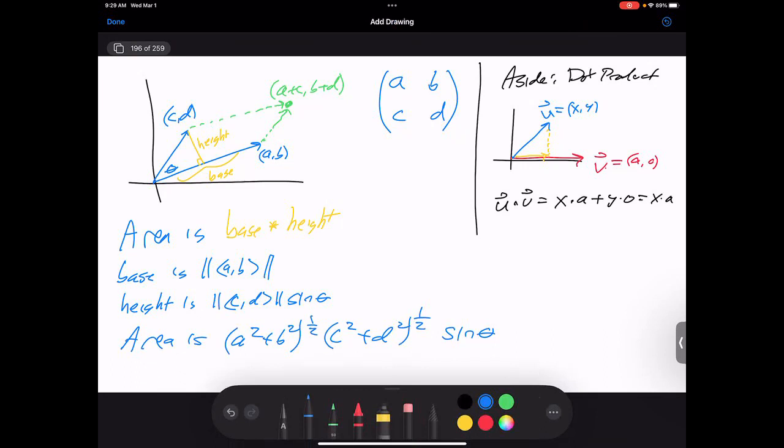Does anybody here like square roots? Right. How can we get rid of the square roots? Yeah, so let's look at the area squared. Area squared equals A squared plus B squared times C squared plus D squared times sine squared theta. All right.